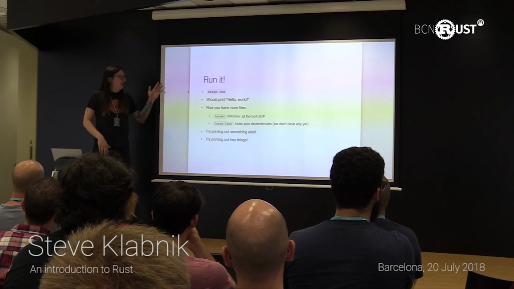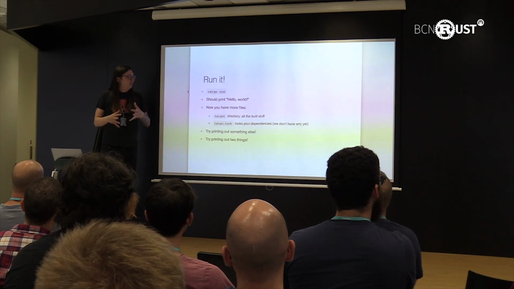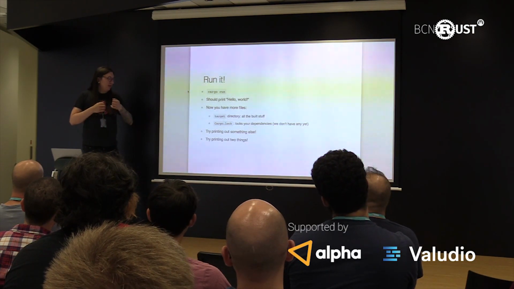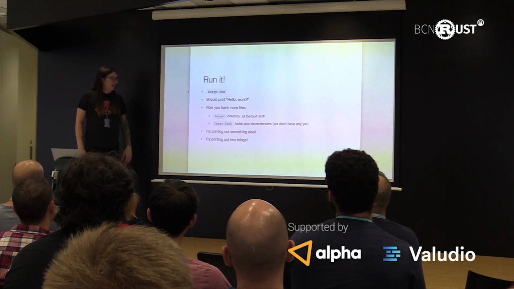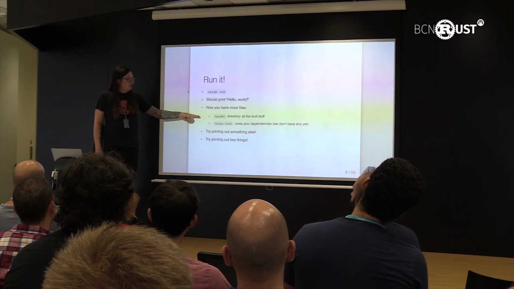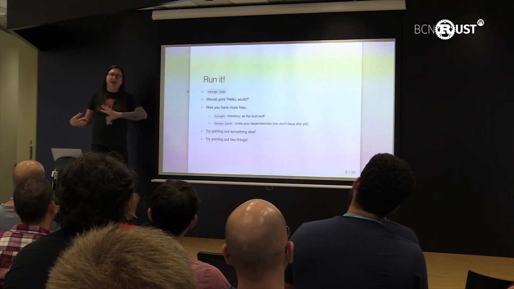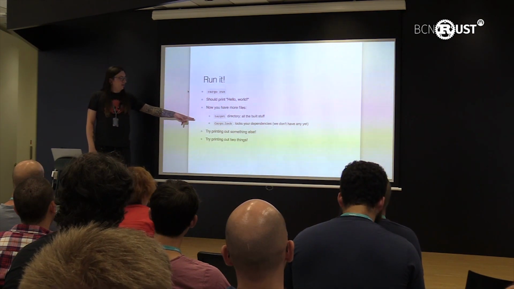If you were to do this, you could then type cargo run, and it will compile your program, because Rust is a compiled language, and then print out hello world. And it also creates two new files. There's the target directory, which is where it puts all the compiled output, and then a cargo.lock file.